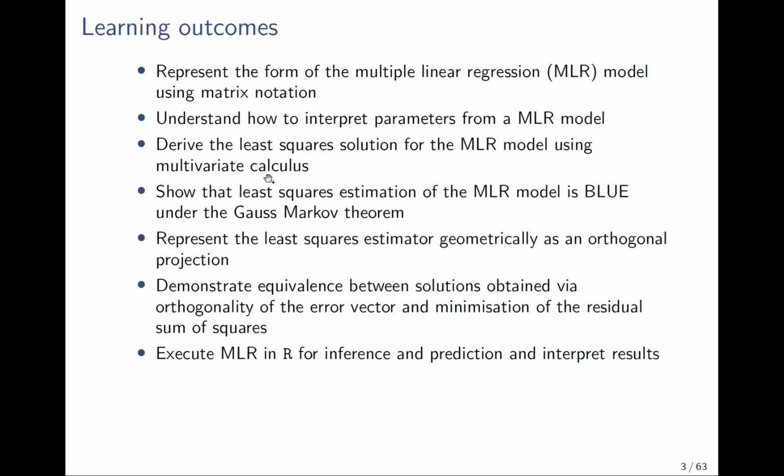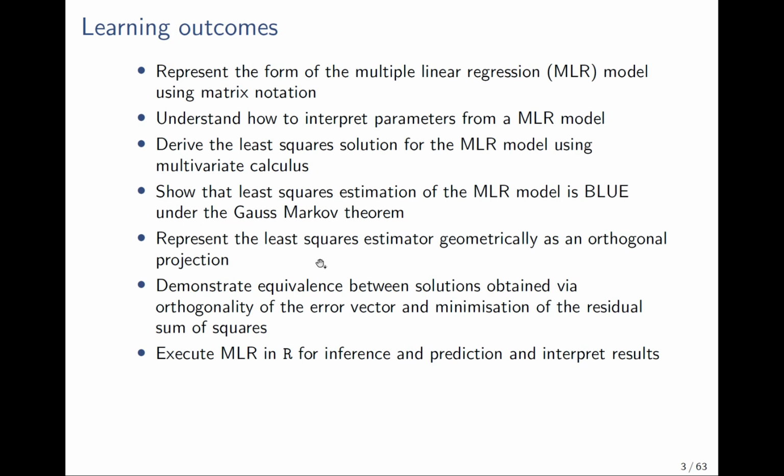I want you to be able to derive the least squares solution for the multiple linear regression model using multivariate calculus. And I want you to be able to show that the least squares estimator of the multiple linear regression model is the best linear unbiased estimator, so-called BLUE, the best we can obtain under the Gauss-Markov theorem.